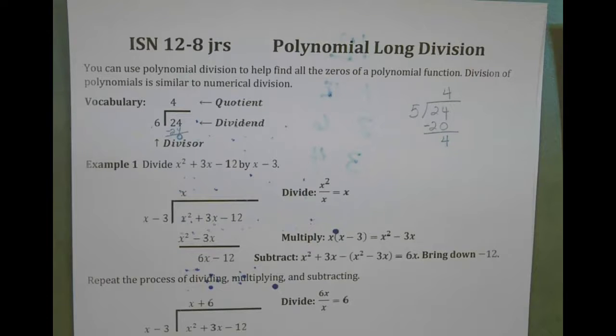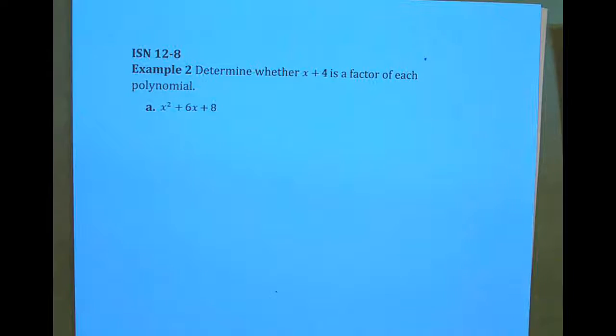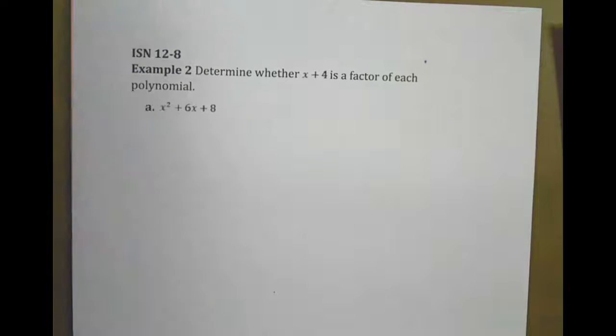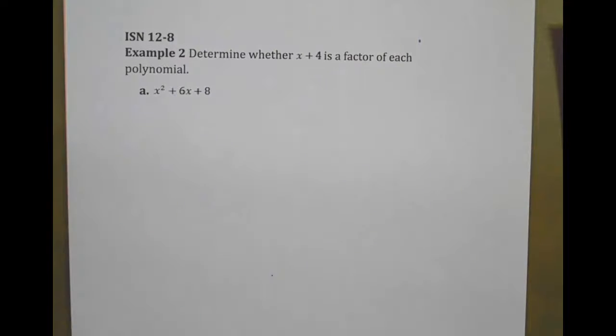What is a divisor? The divisor is the number on the outside that's being divided into the 24. The answer of a division problem is called a quotient. Okay, so we are going to look at example number 2. Are you in the right place?